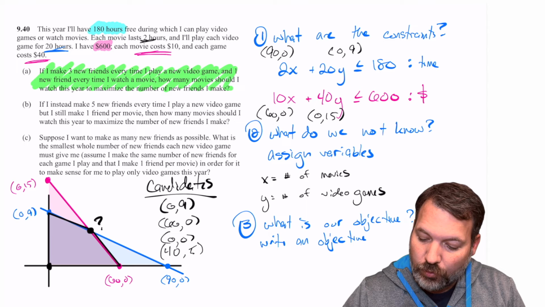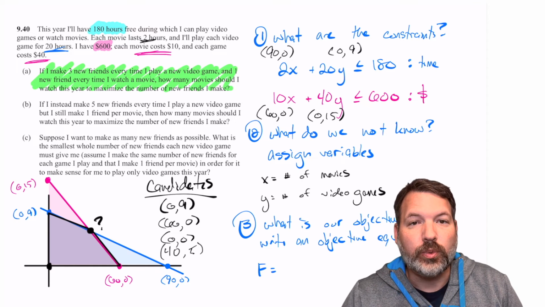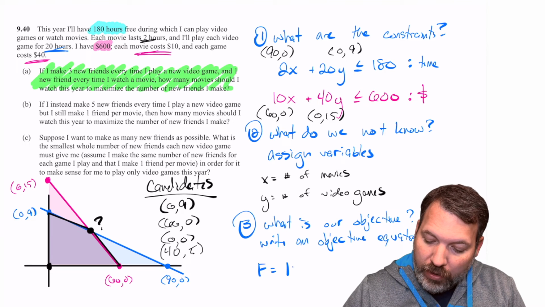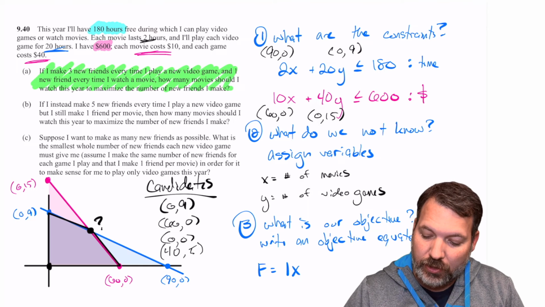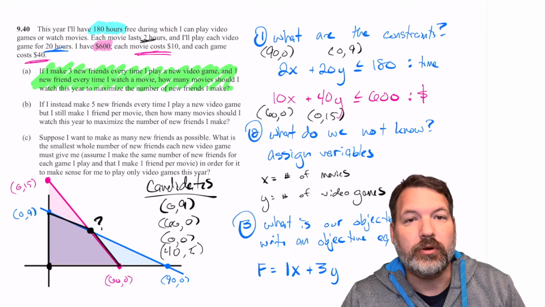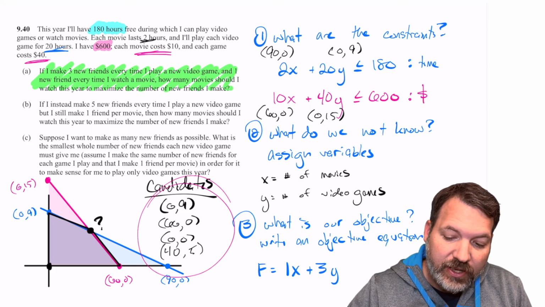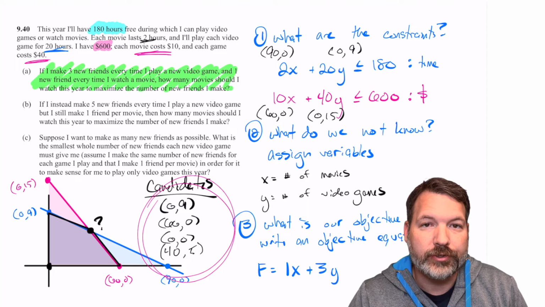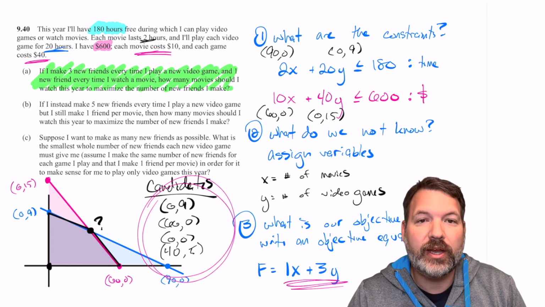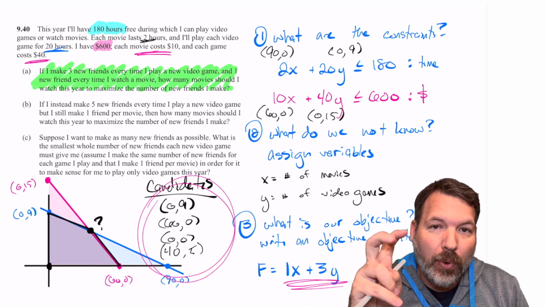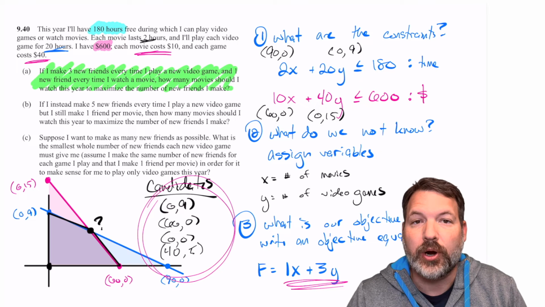Again, objective related to goal. In this case, our number of friends, which we will call f, is coming from 1 friend per movie, so that's 1 times the x number of movies we watched this year, plus 3 per video game, so that's plus 3 times y. All we need to do now is take these 4 candidates, these 4 corners, these are the only possible optimizing points, plug them into this equation, and whichever one gives us back the most number of friends, the greatest number, is the answer to at least part A of this problem.